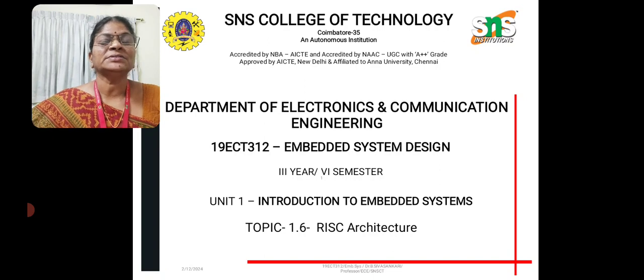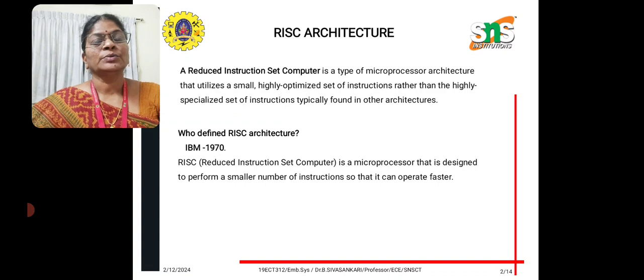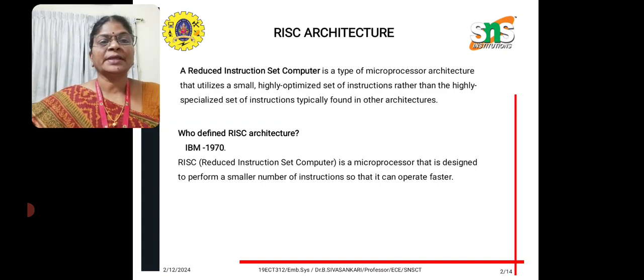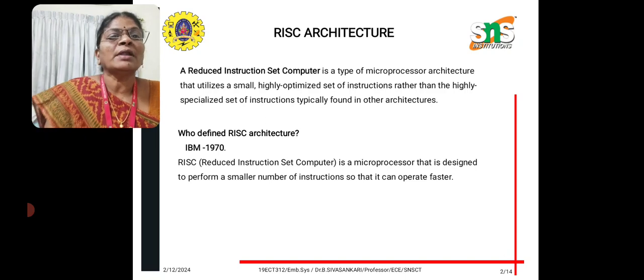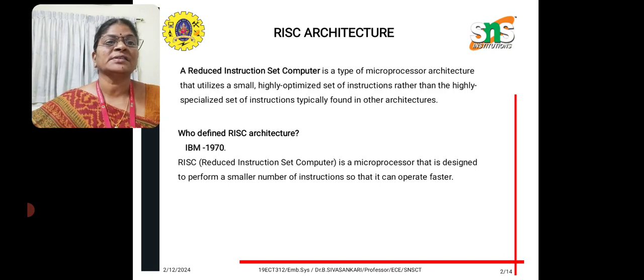The topic today's session is RISC Architecture. So we have two architectures, RISC and CISC. A reduced instruction set computer is a type of microprocessor architecture that utilizes a small, highly optimized set of instructions rather than the highly specialized set of instructions typically found in other architectures. It was defined by IBM in the year 1970.